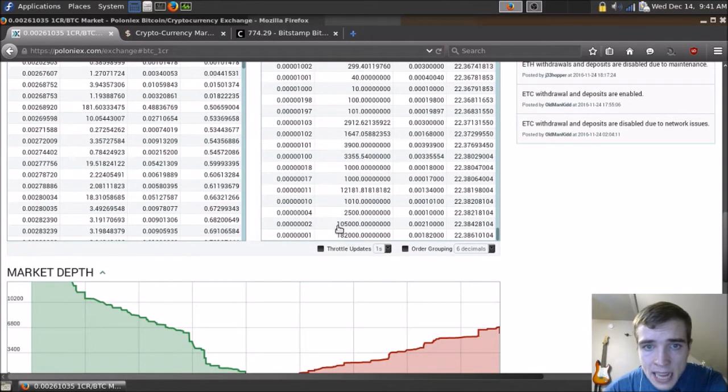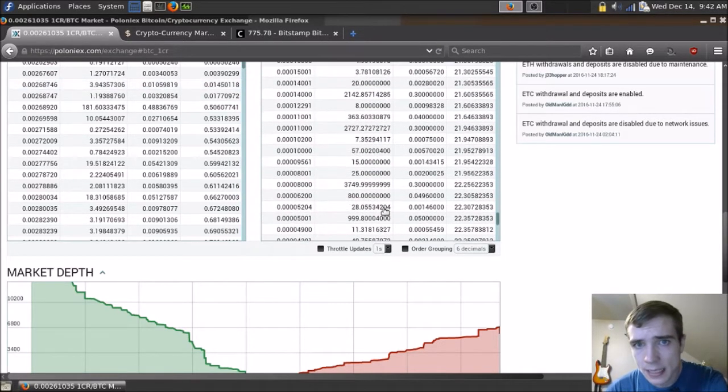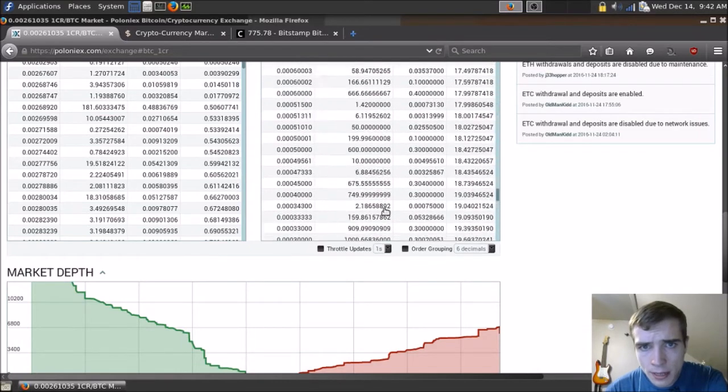See, like there's 10,500 to buy at 2 Satoshi. So that means if 1CR ever hit 2 Satoshi in value, which I never see happening, but it could happen, then somebody wants to buy 10,500 of them when it hits that price. So that's basically what that represents, is the different orders in the different places.